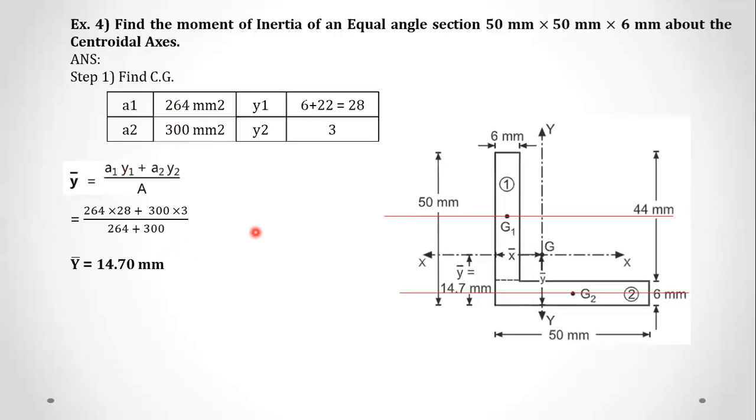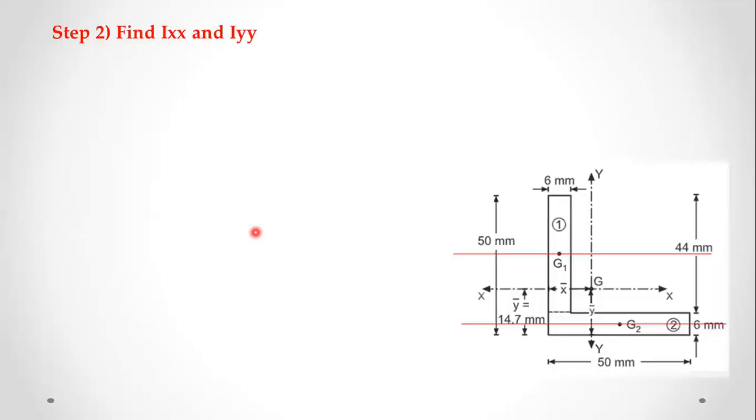14.70 mm. So the distance of y bar is 14.70 mm. Because of the equal angle section, we know that x bar is equal to y bar. Therefore, x bar is equal to y bar is equal to 14.70 mm. So in the next step, we find the moment of inertia about the x-axis and y-axis.